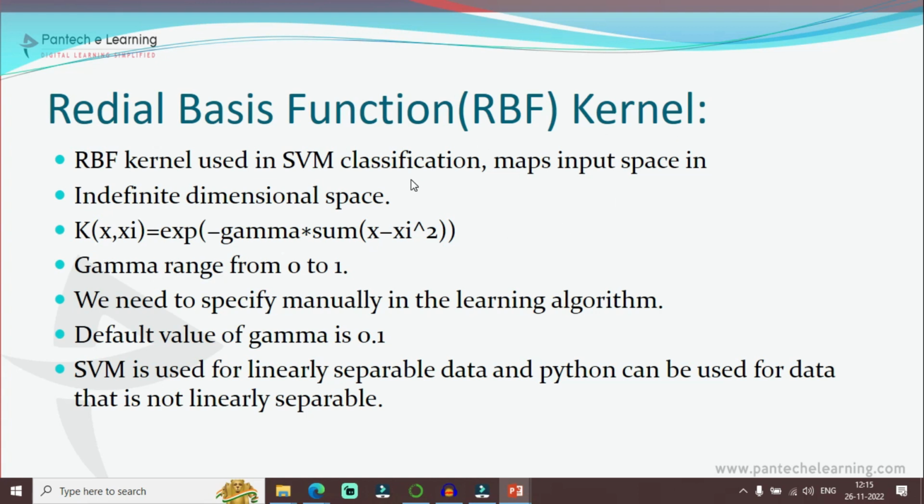So it maps the input space into infinite dimensional space. So how am I going to map the input space into infinite dimensional space? With the help of this RBF, radial basis function. So this is the corresponding mathematical formula: exponential of minus gamma into the sum of (x minus xi) squared, it is stored in the variable K of x comma xi.